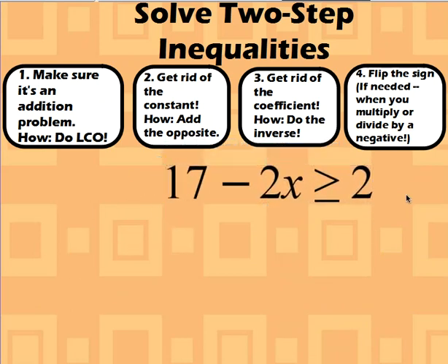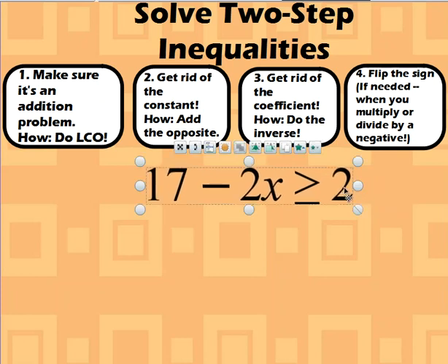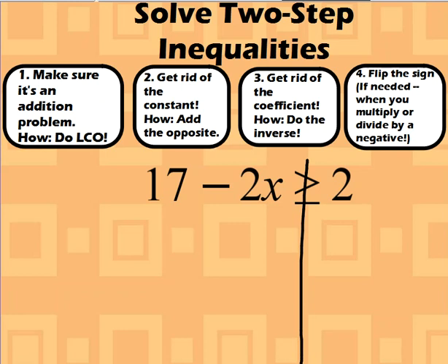17 minus 2x is greater than or equal to 2. So let's draw our line. I want you to think for just a second whether you think this sign is going to flip. This one might be a little bit more tricky because we need to do one specific thing before we actually start the question. We need to see if it's an addition problem, and right now it is a subtraction problem. So the strategy that we use is LCO. You leave the first term, change subtraction to addition, and do the opposite of 2, which is negative 2.